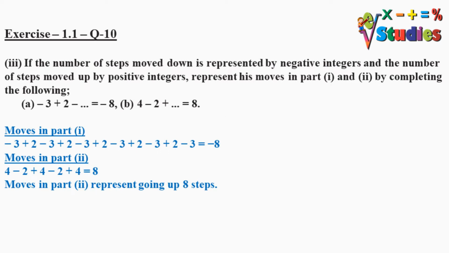So let's move to the last sub-question of this question. If steps moved down are represented by negative integers and steps moved up are represented by positive integers, then his moves can be represented as given here. So moves in part 1 represent going down 8 steps, and moves in part 2 represent going up 8 steps.